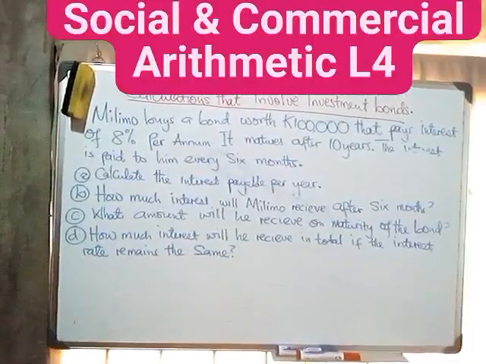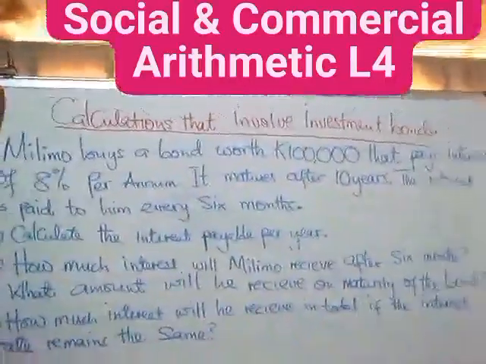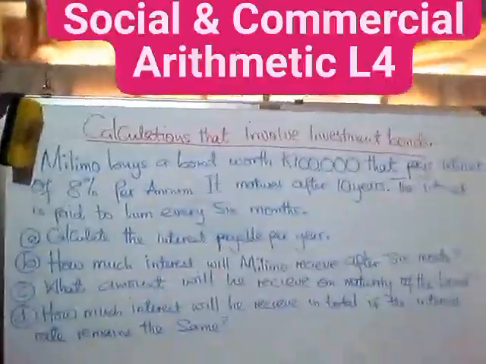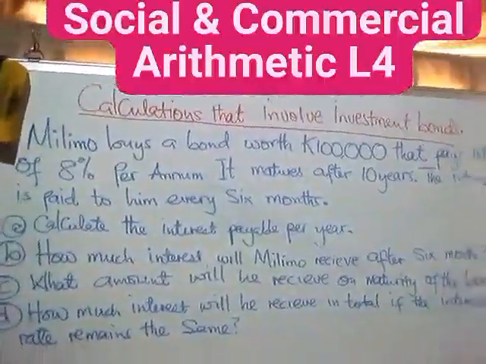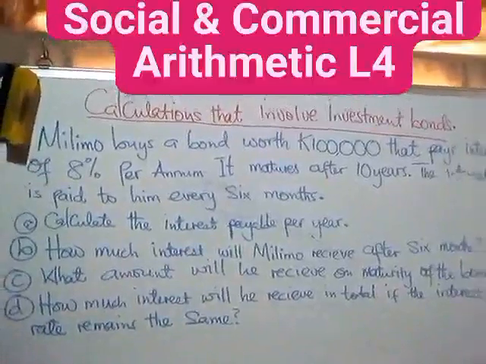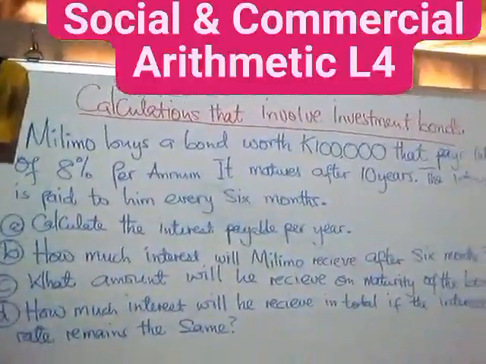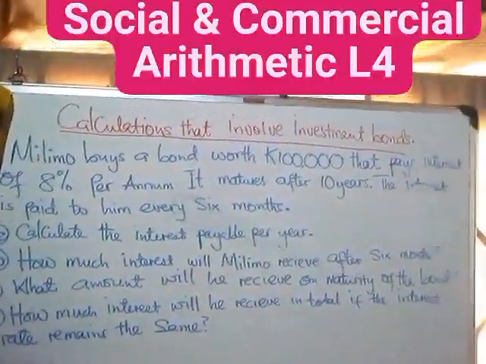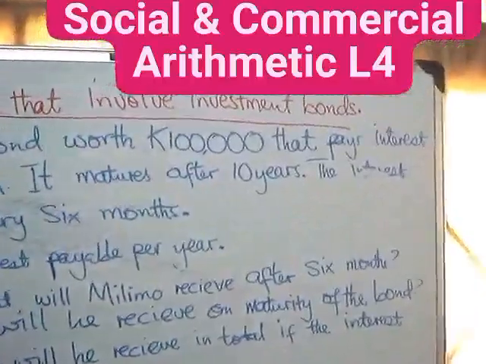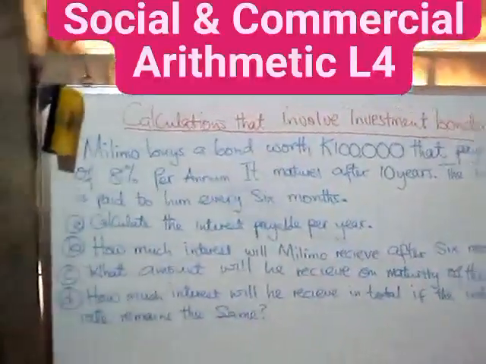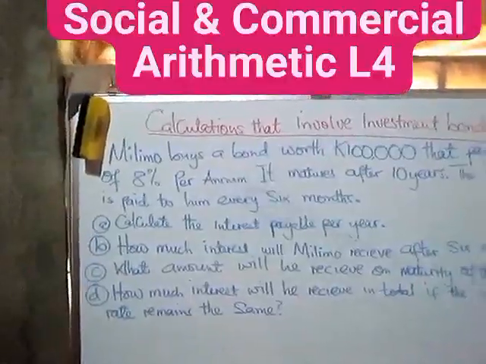Calculations that involve investment bonds. So we look at calculations that involve investment bonds, where we have questions. This question is: Milimo buys a bond worth 100,000 that pays interest of 8% per annum.